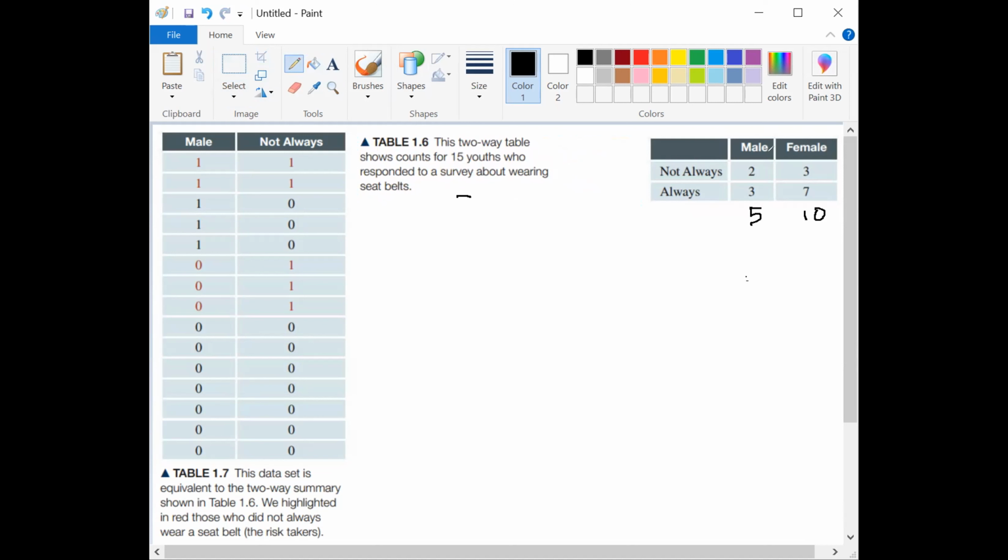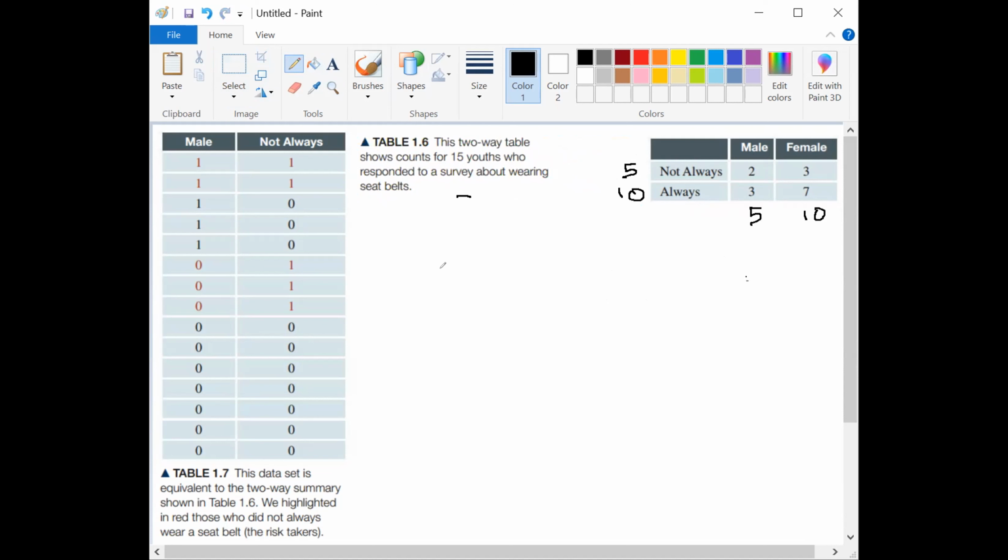And so you could do, there are 5 people who don't always wear their seatbelts, and there are 10 who do. The fact that you got 5 and 10 and 5 and 10 is just a coincidence. That's not always the case. Okay, so once you've done that, you can go through and you can do percents.